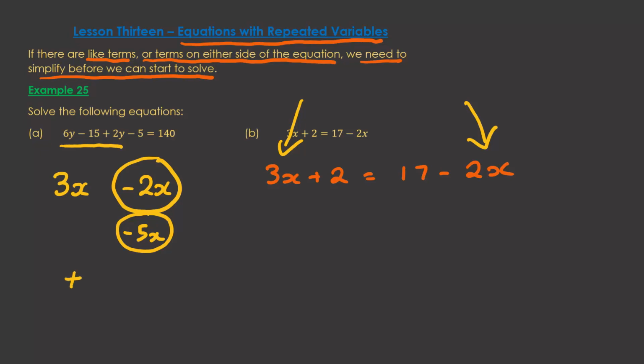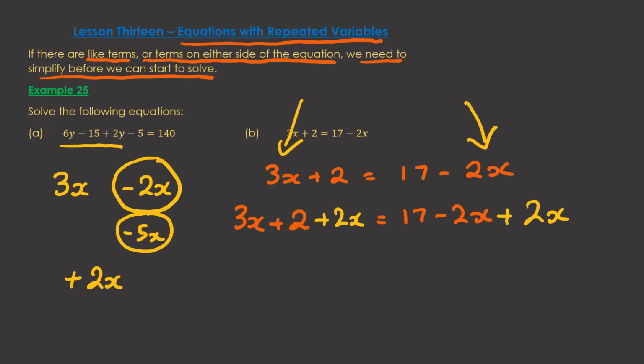And that inverse operation would be to add 2x. So I'm going to add 2x to both sides. So on the left, I've got 3x plus 2. And then I'm going to add 2x. On the right, I've got 17 minus 2x. And then I'm going to add 2x. And you should see here that these are inverse operations. So those are going to disappear.